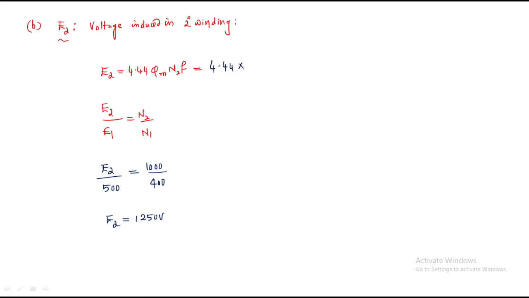Or from this also you can get it: 4.44 into phi m, and we can get phi m as 0.00563 webers, into N2 which is 1000, into F. From this also we can calculate the value of V2.